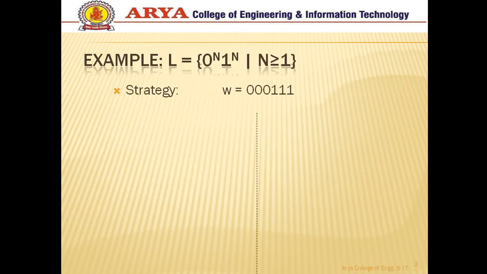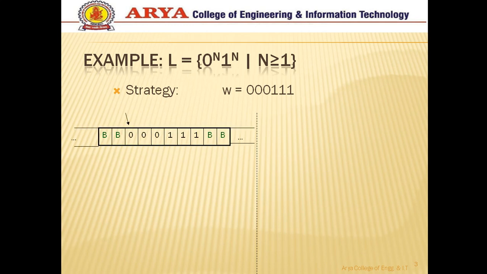In this example, the language L is given, that is 0^n 1^n, where n is greater than or equal to 1. First we select some n value and choose a string. In this example, we choose the string 0 0 0 1 1 1, that is, the value of n is equal to 3.